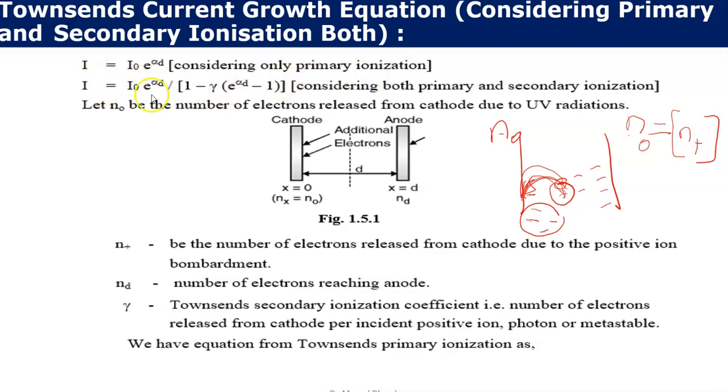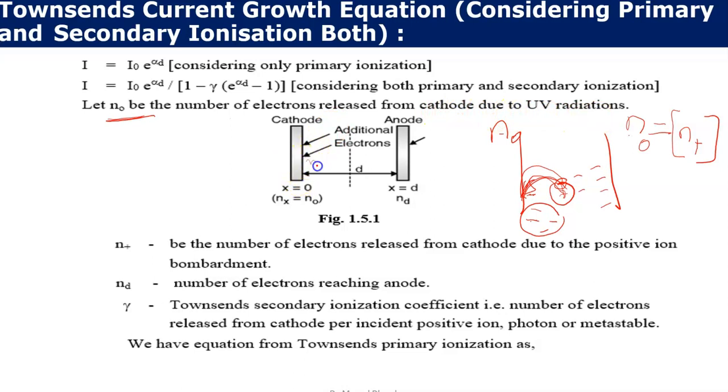Now we will see how this equation will become I is equal to I0 e raised to alpha d into bracket 1 minus gamma into bracket e raised to alpha d minus 1, where this gamma is Townsend's secondary ionization coefficient. So this considers both primary and secondary ionization. Here again take N0, write it down in your notebook, and then you will do some steps, and only then will you understand the equation. Let N0 be the number of electrons released from the cathode due to ultraviolet radiation.